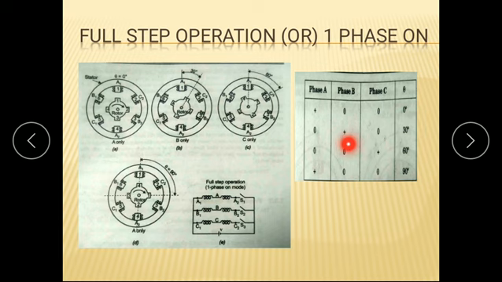Next the B phase is excited, step angle is 30 degrees. Next the C phase is excited. You add the step angle at each step, 30 plus 30 plus 30. So you'll get 0, 30, 60, 90 respectively.